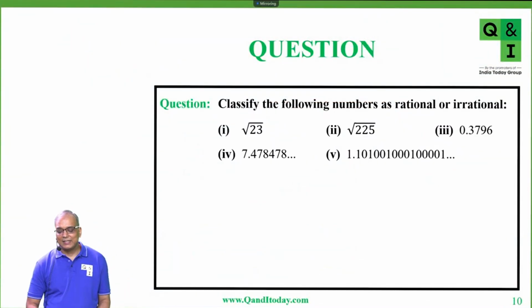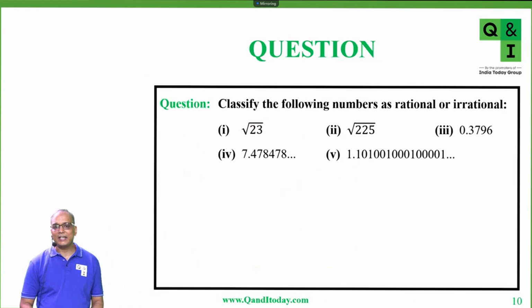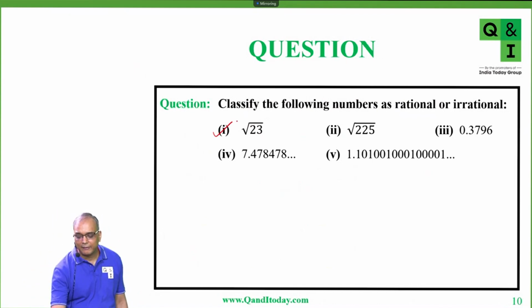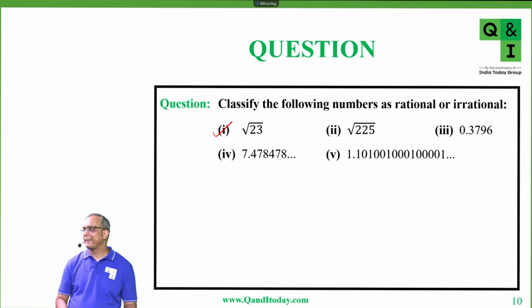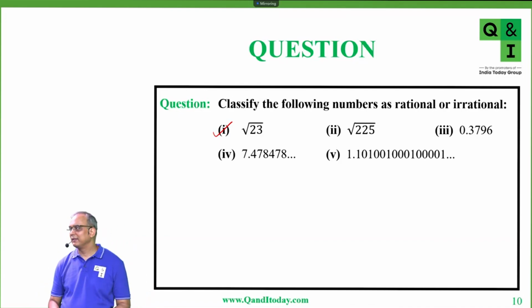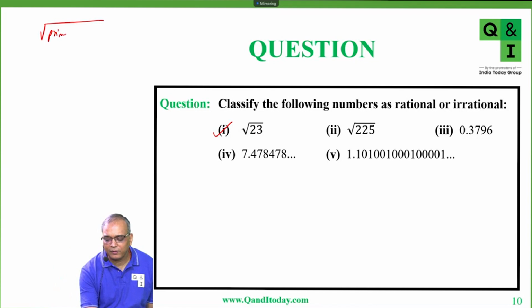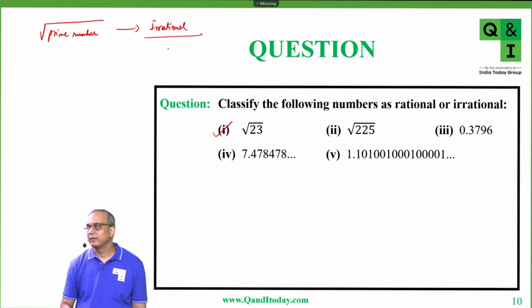The next question is, classify the following numbers as rational or irrational. One by one, you need to tell me. First one, root 23, whether it is rational or irrational. Irrational. Correct, Aditi. Because the square root of any prime number will always be irrational.